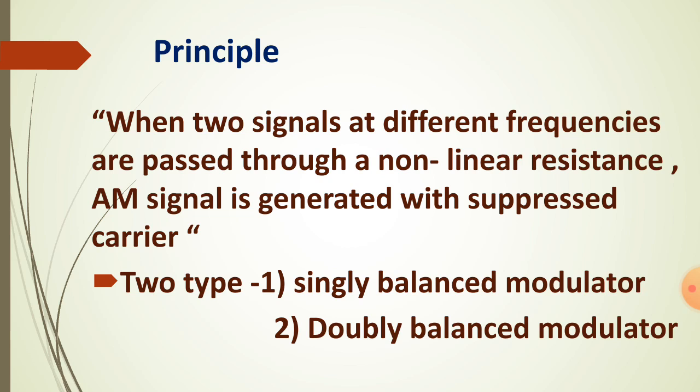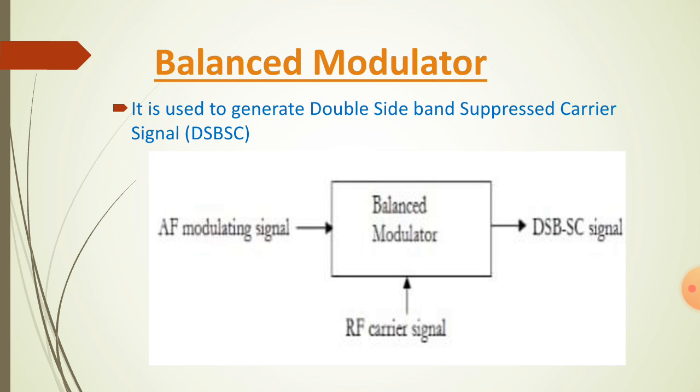So what does this balanced modulator actually do? It multiplies the modulating signal with the RF carrier signal like a non-linear device. As a result, the carrier signal is suppressed at the output, so that we get a double sideband suppressed carrier signal. Usually balanced modulators use non-linear devices such as JFET or junction field effect transistor, BJT, or diodes, which are the basic components used in balanced modulators.